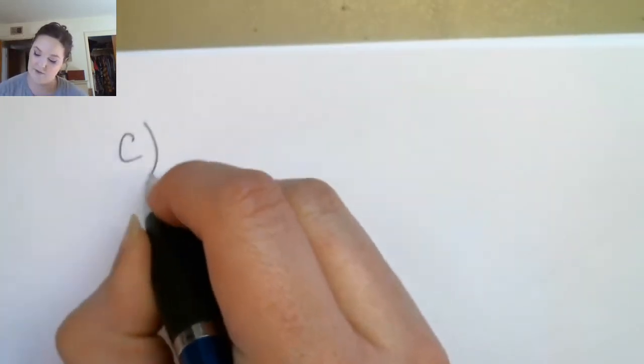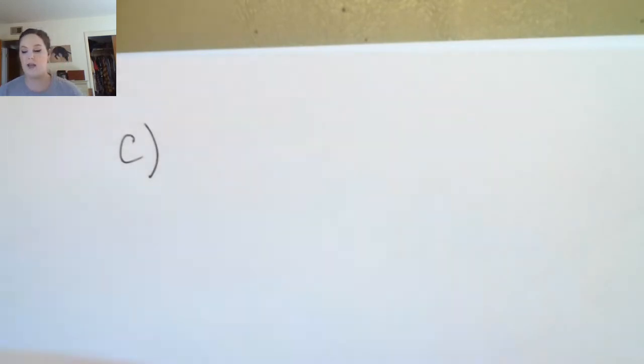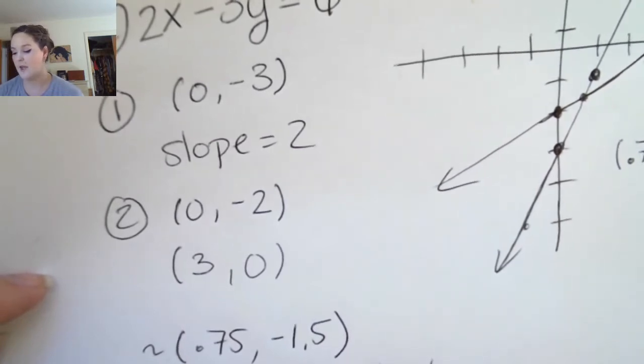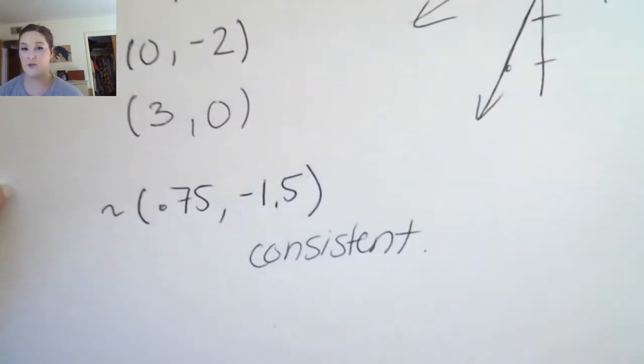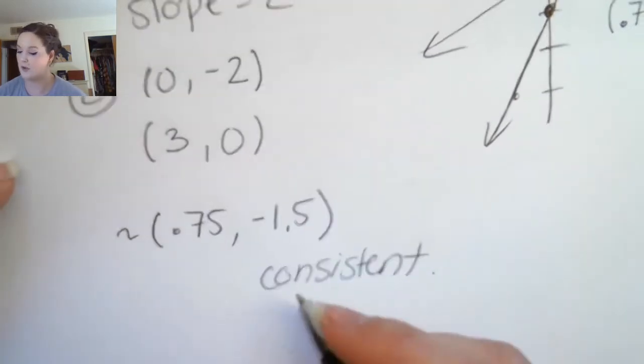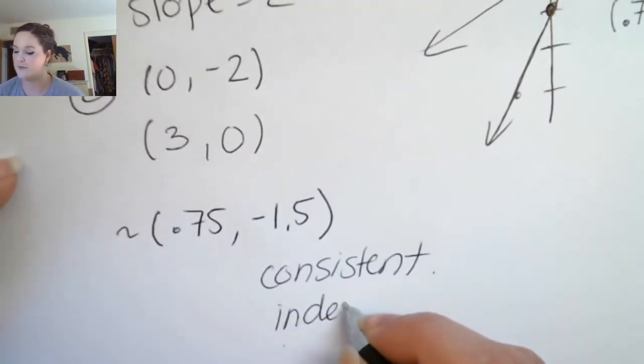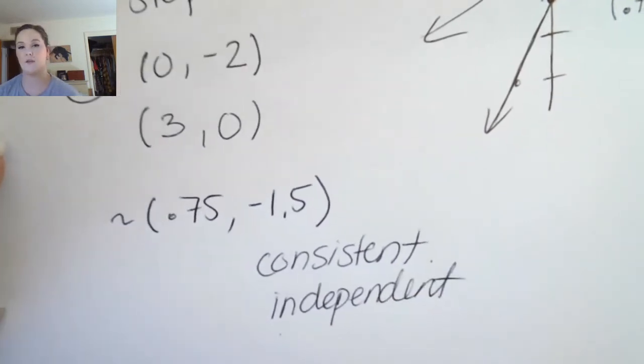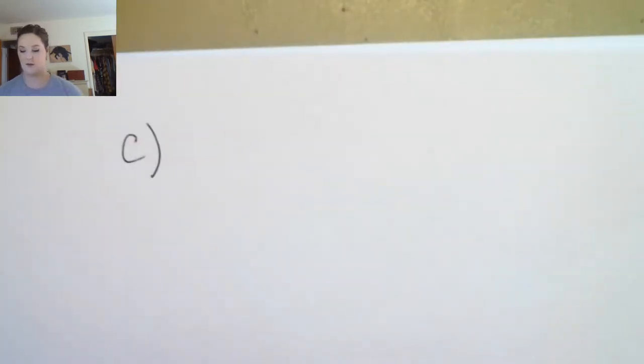Let's look at a couple more examples of this. Again, this has a solution, so we would say it's consistent. And there's not an infinite number of solutions, and the lines are two separate lines, so that would be independent.